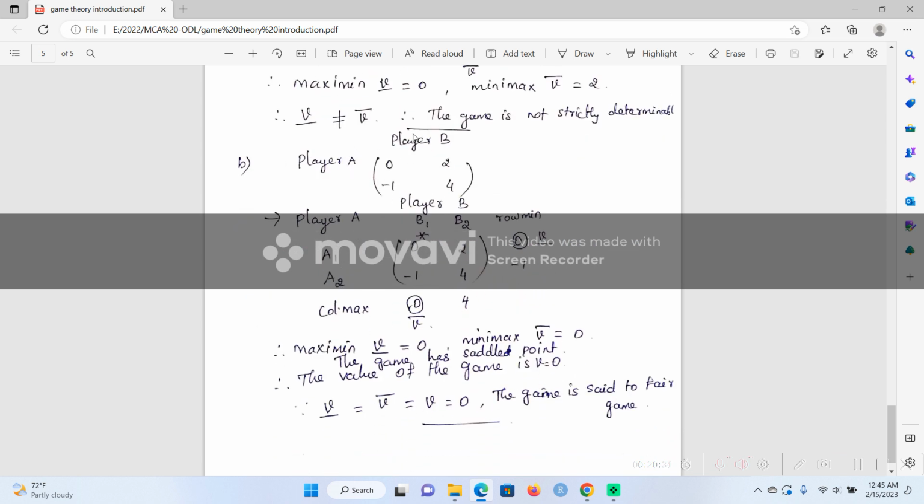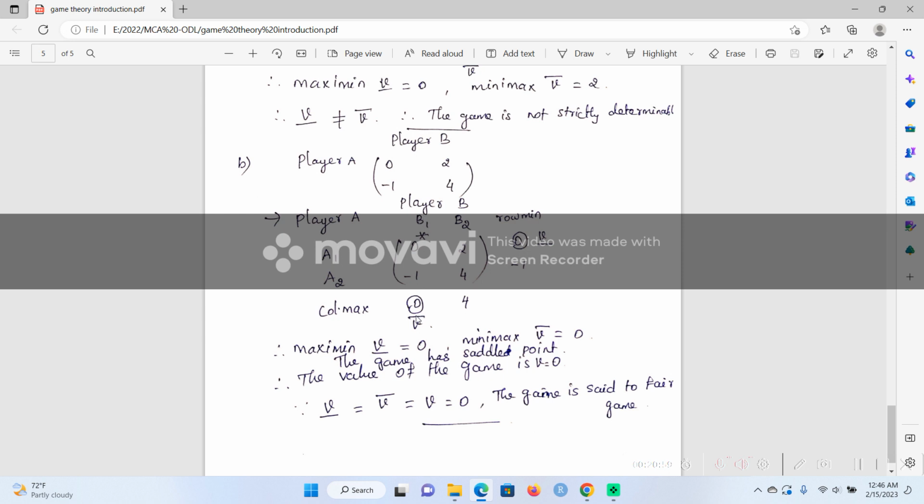Here also we have two players. So this is the payoff matrix for player A. As usual, for rows, consider the minimum. Why are we choosing the minimum? I hope all of you know the reason for that selection. So 0 and 2 in the first row, so the minimum will be 0. Here -1 and 4, so the minimum will be -1.